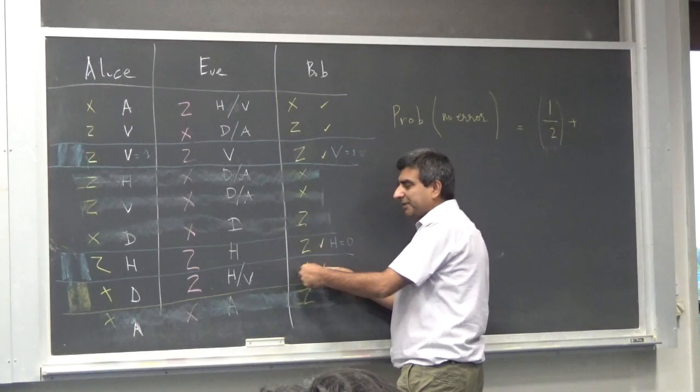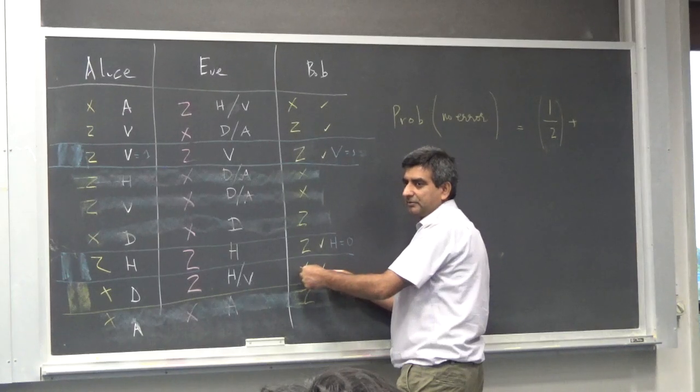So he's producing 0 or 1 with half probability, right?